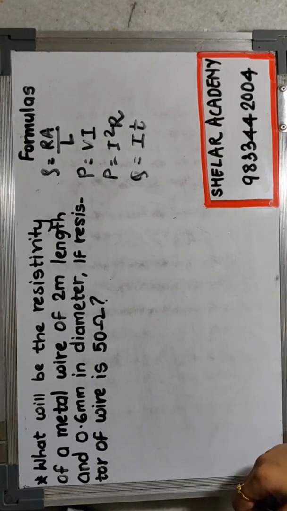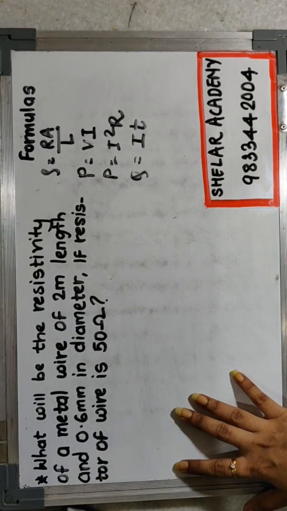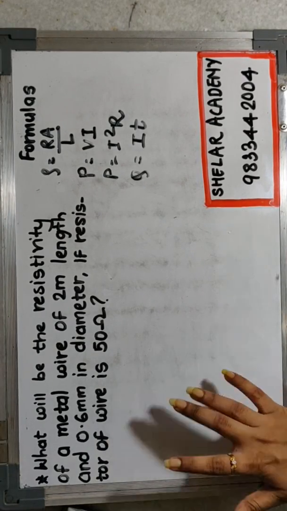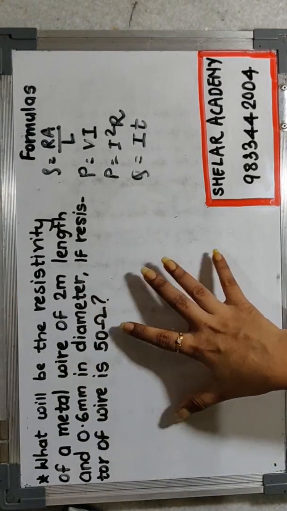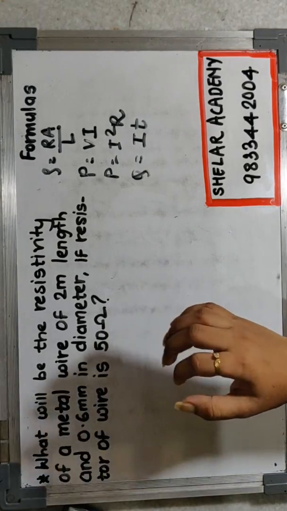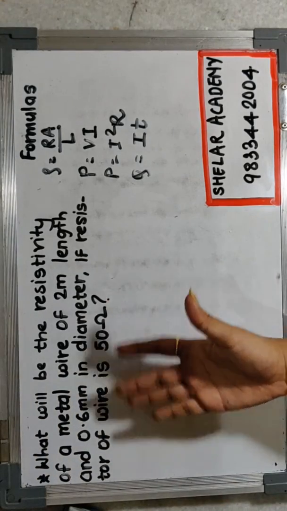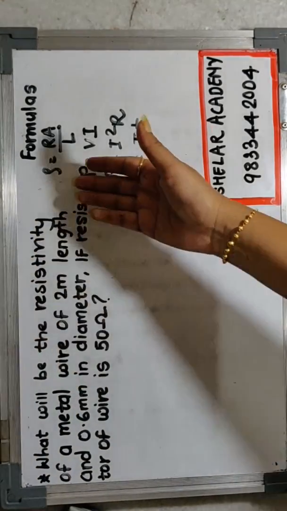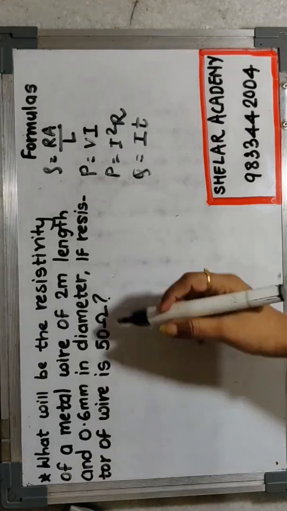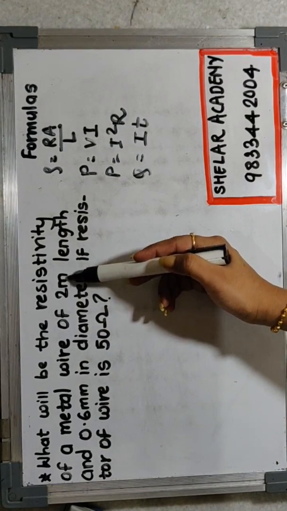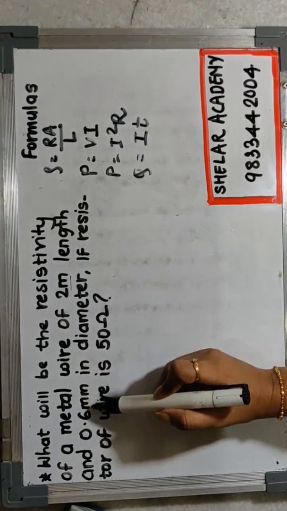So the first question that we are going to deal with is, what will be the resistivity of a metal wire of 2 meter length and 0.6 millimeter in diameter if the resistance of the wire is 50 ohms? As we see the question, it is very clear that we are going to use this particular formula. So firstly, just see that the thing that we are given is in the same unit or not.